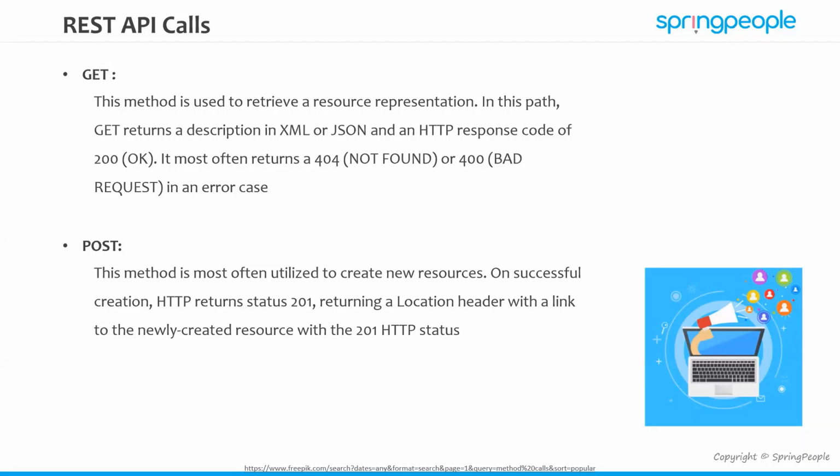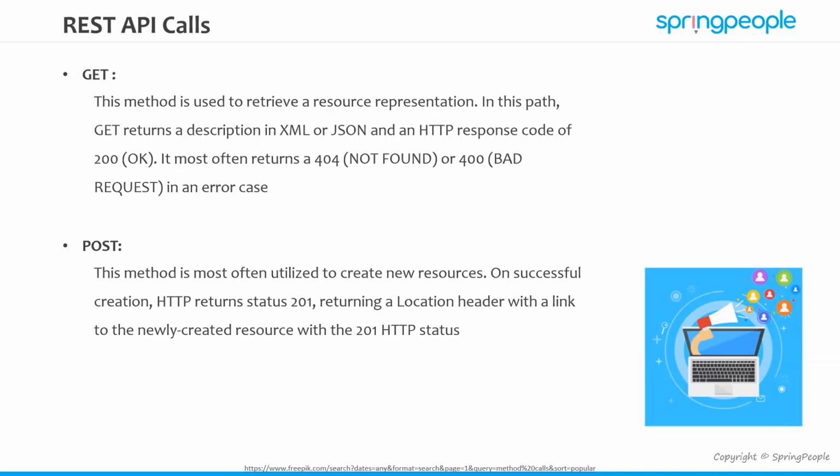Let's discuss the REST API calls one by one in detail. Get: this method is equivalent to the select statement in a database. It is used to retrieve a resource representation. Get returns a representation either in XML for SOAP or JSON in case of REST API, and an HTTP response code 200 OK mostly, sometimes 201 created for creating something. It often returns 404 if the resource is not found, or 400 if the request is not properly sent to the server.